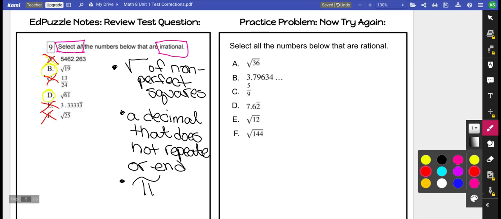So in this case, we only had 2 numbers out of the 6 that are irrational. So on the problem on the right, you're going to find numbers that are rational. Okay? So if they fit the criteria that I wrote on the left, you would X them out for the practice problem. Okay? So work on that one, input your answers, and then go on to the next one.